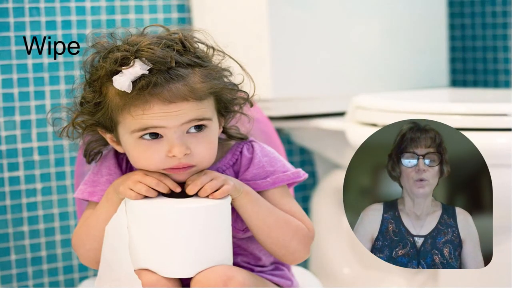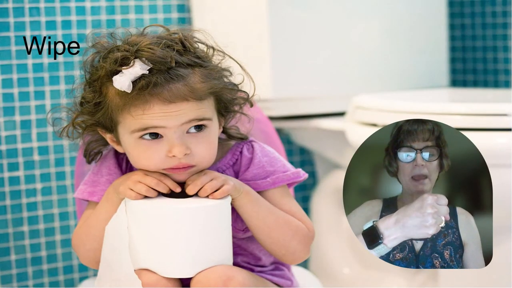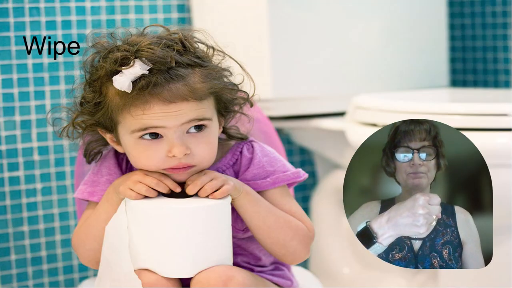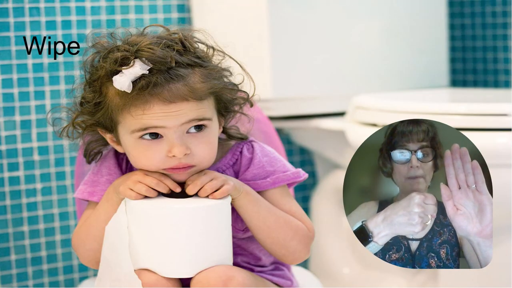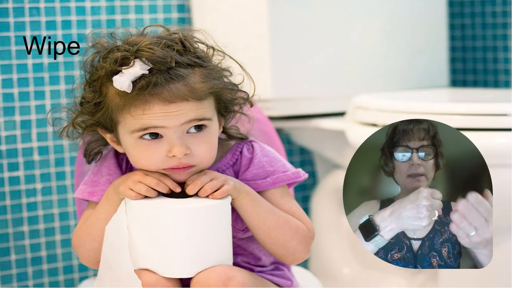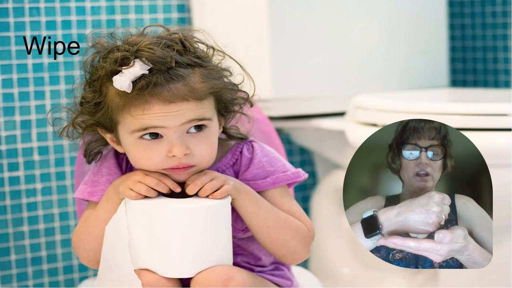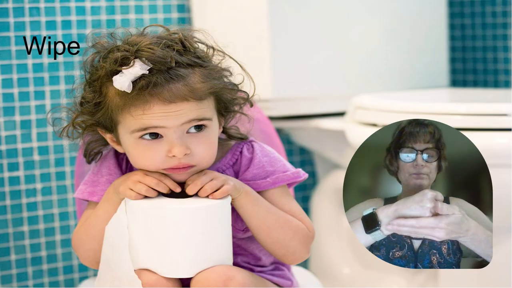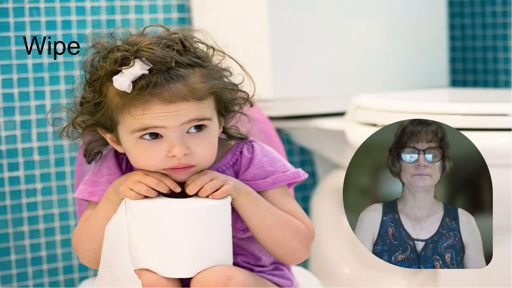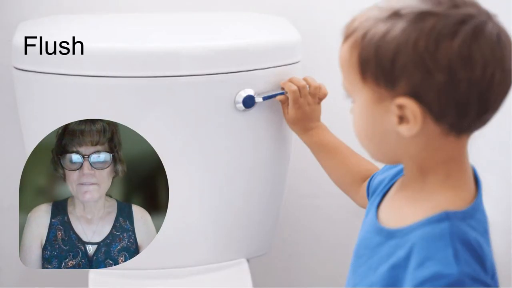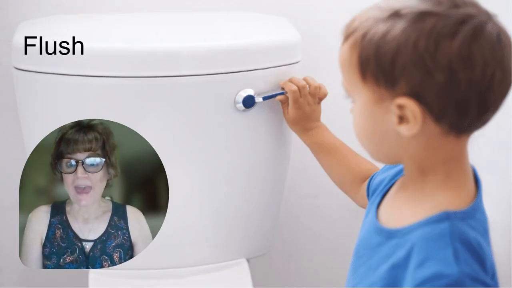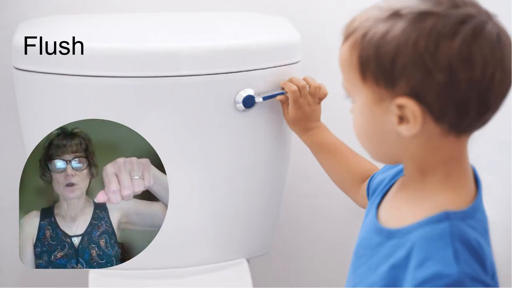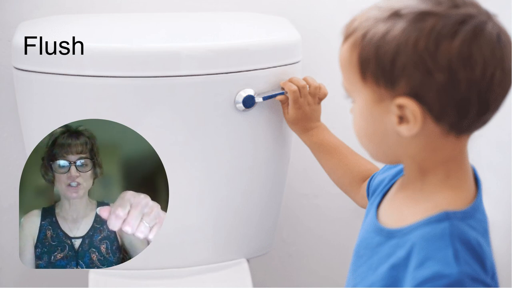Wipe. With your non-dominant hand, you're going to make a fist facing up. And then your dominant hand, you're going to have a B hand shape facing up. And you're going to put it underneath. And then you're going to wipe. Wipe. Flush. It would be the active flushing. So flush.